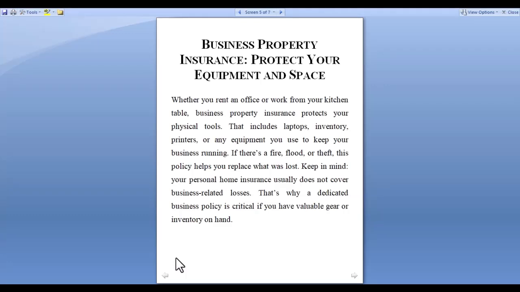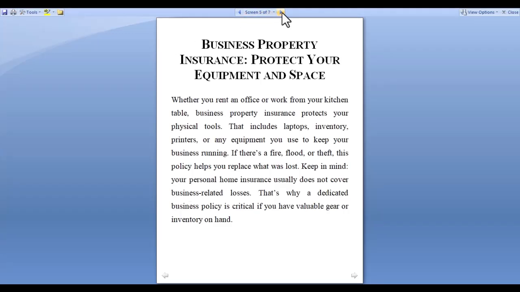Keep in mind, your personal home insurance usually does not cover business related losses. So that's why a dedicated business policy is critical if you have valuable gear or inventory on hand.